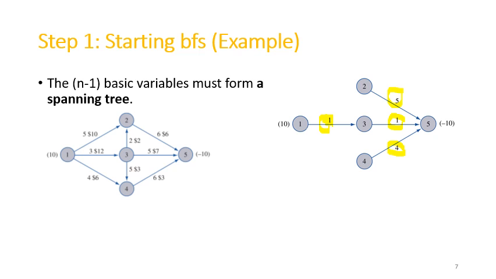The value here is 1. It is in between the lower bound of the arc 1, 3, which is 0, and below the upper bound of arc 1, 3, which is 3. So this is good. And then from 3 to 5, the value is 1. 1 is in between the lower bound of arc 3, 5, which is 0, and the upper bound of arc 3, 5, which is 5.